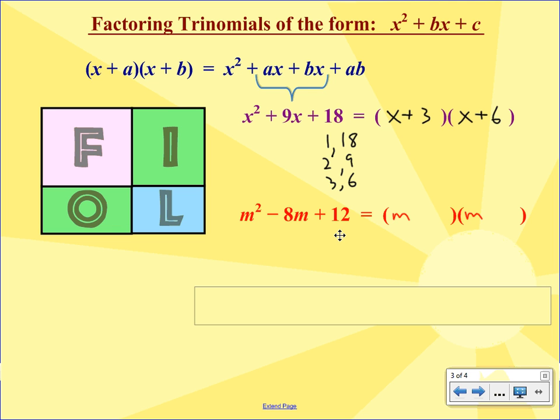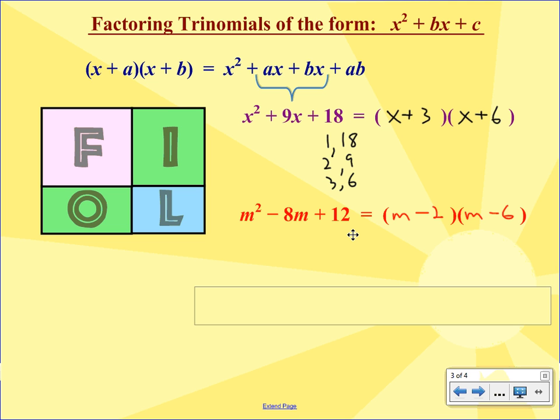So let's see, 3 and 4 don't work. That gives you 7. 2 and 6 give you 8. And again, I need a negative 8, so I'm going to need a negative 2 and a negative 6. So minus 2, minus 6. And if I check that with FOIL real quick, m times m is m squared. Outer term's negative 6m, inner term's negative 2m. That's the negative 8m. Last term's a negative 2 times a negative 6 gives me positive 12. And we've got that factored nicely.